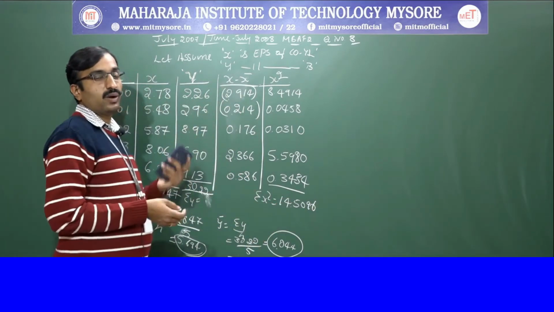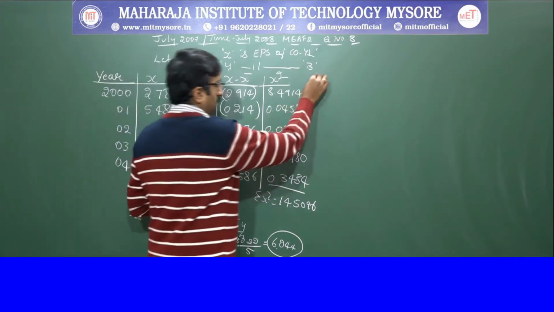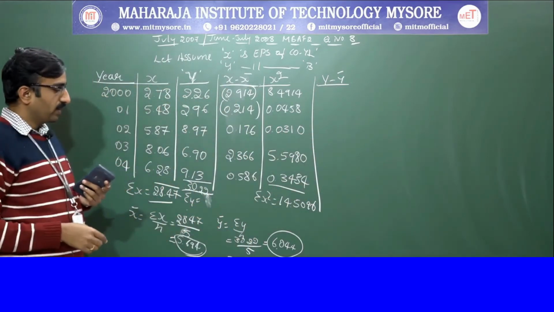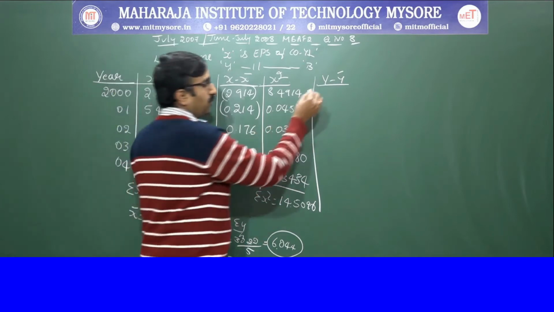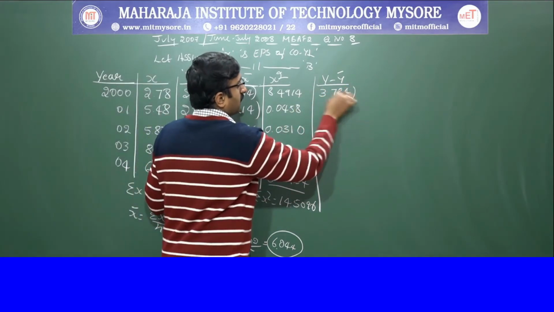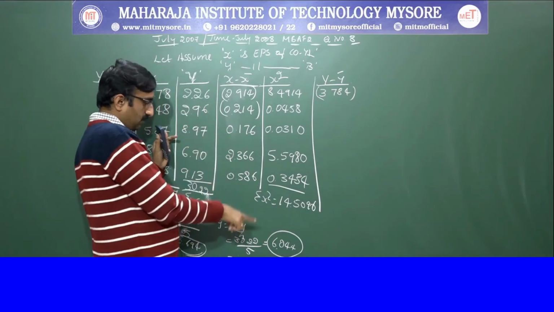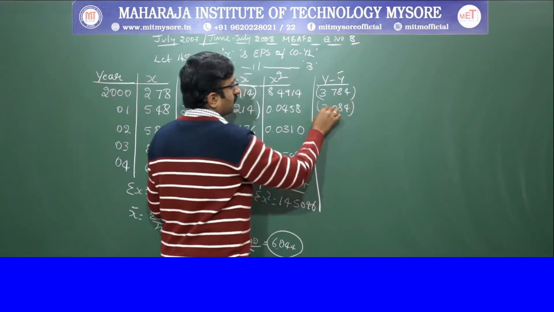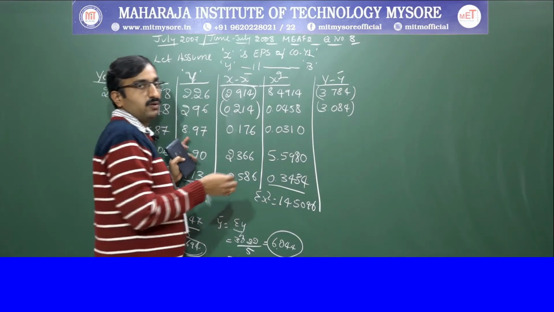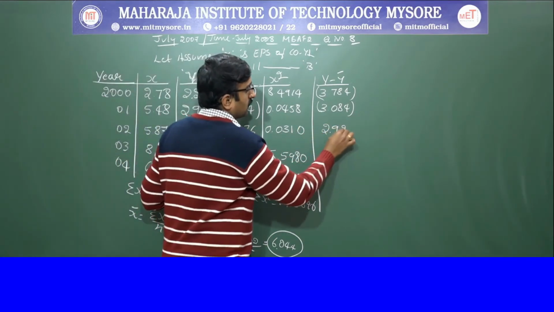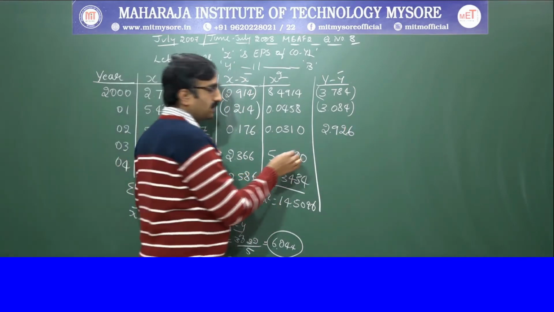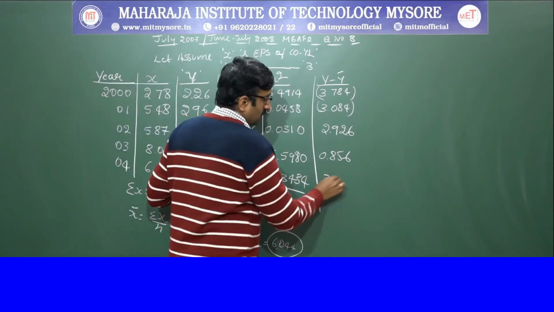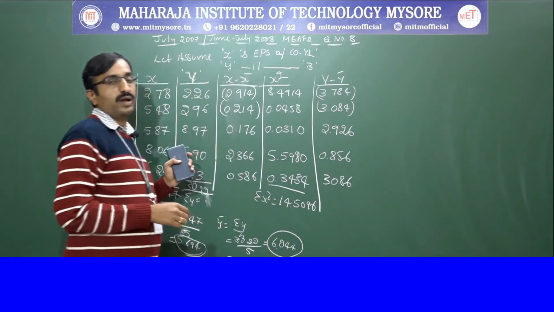Next, same thing you do for y: y minus y bar, then y square. y minus y bar, with y bar as 6.044, you do it, so you will get 3.784. It is minus for the first one. Next, 2.96 minus 6.044, you will get 3.084. Then next one, you will get 2.926, it's plus. Subsequently, you will get 0.856. Lastly, you will get 3.086. This is called y minus y bar.